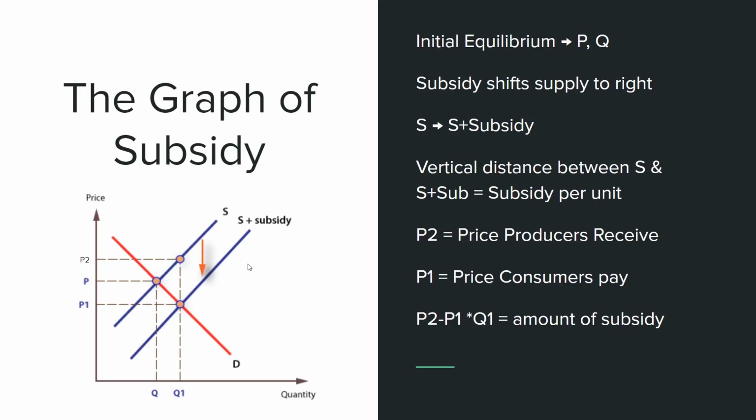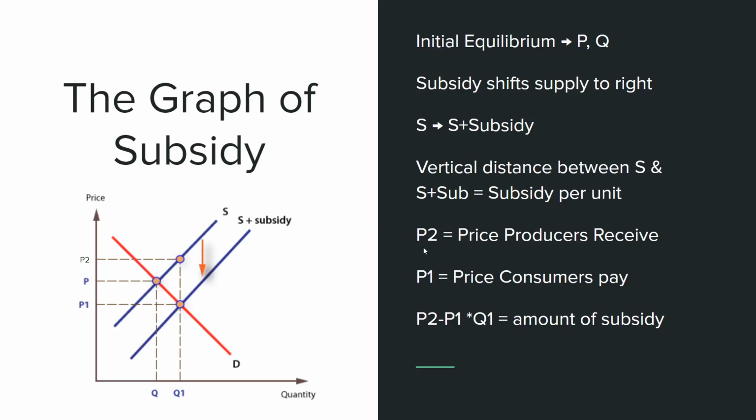So what does the subsidy do? A subsidy shifts supply to the right, or you can say down. And what happens is that the supply curve becomes the S plus subsidy curve. So the vertical distance between the S and the S plus subsidy curve is the subsidy per unit. So let's say at quantity Q1, the vertical distance between P2 and P1 is the subsidy per unit, or the subsidy, right?